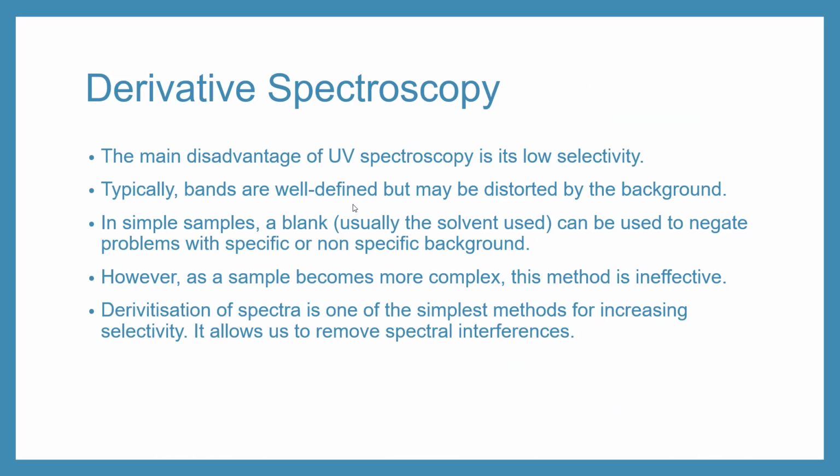So we can also have derivative spectroscopy. With UV vis, if we can't find something that makes a particular compound special or different, like what we did with aspirin there, UV vis in general has a very low selectivity. So we can have very well-defined bands, but they might be distorted by the background, everything else that's going on in there.